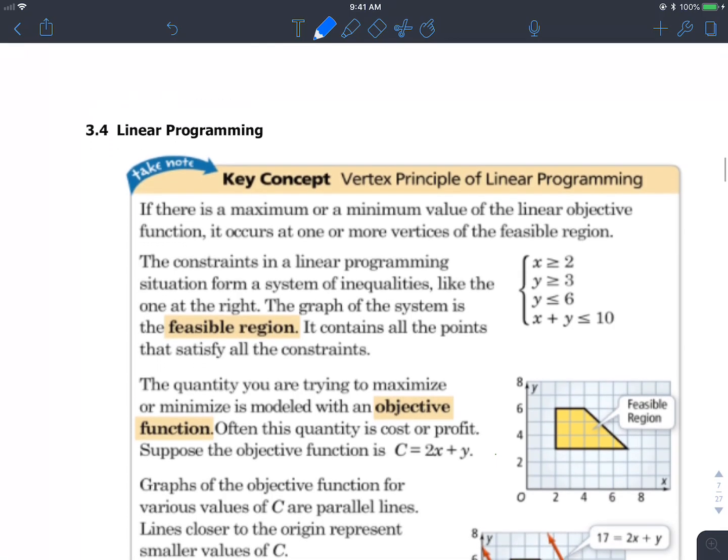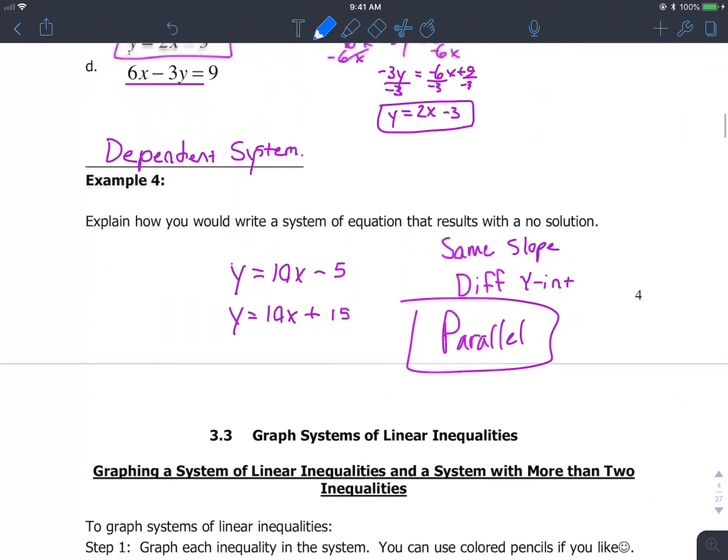Next little section here, I guess these are kind of separate. Yeah, these are separate.